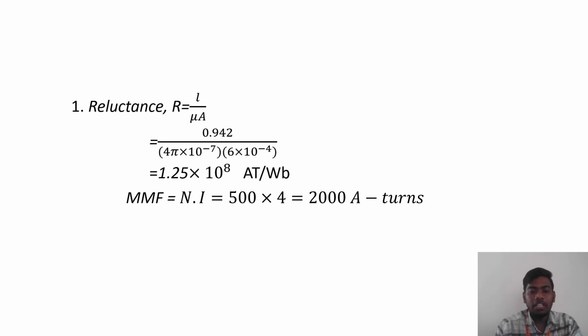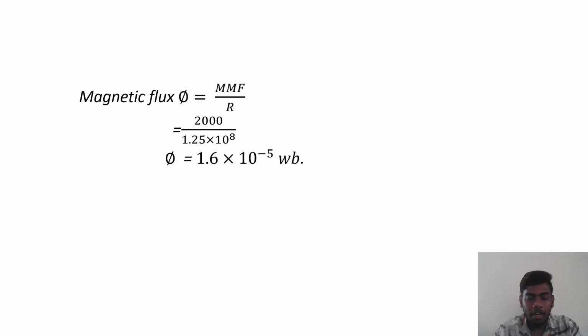And to find the flux, we have to find the MMF. MMF equals N into I, which equals 500 into 4, which equals 2000 ampere turns. And now the formula for magnetic flux is MMF by reluctance, which equals 2000 by 1.25 into 10 to the power of 8. The magnetic flux phi equals 1.6 into 10 to the power of minus 5 webers.